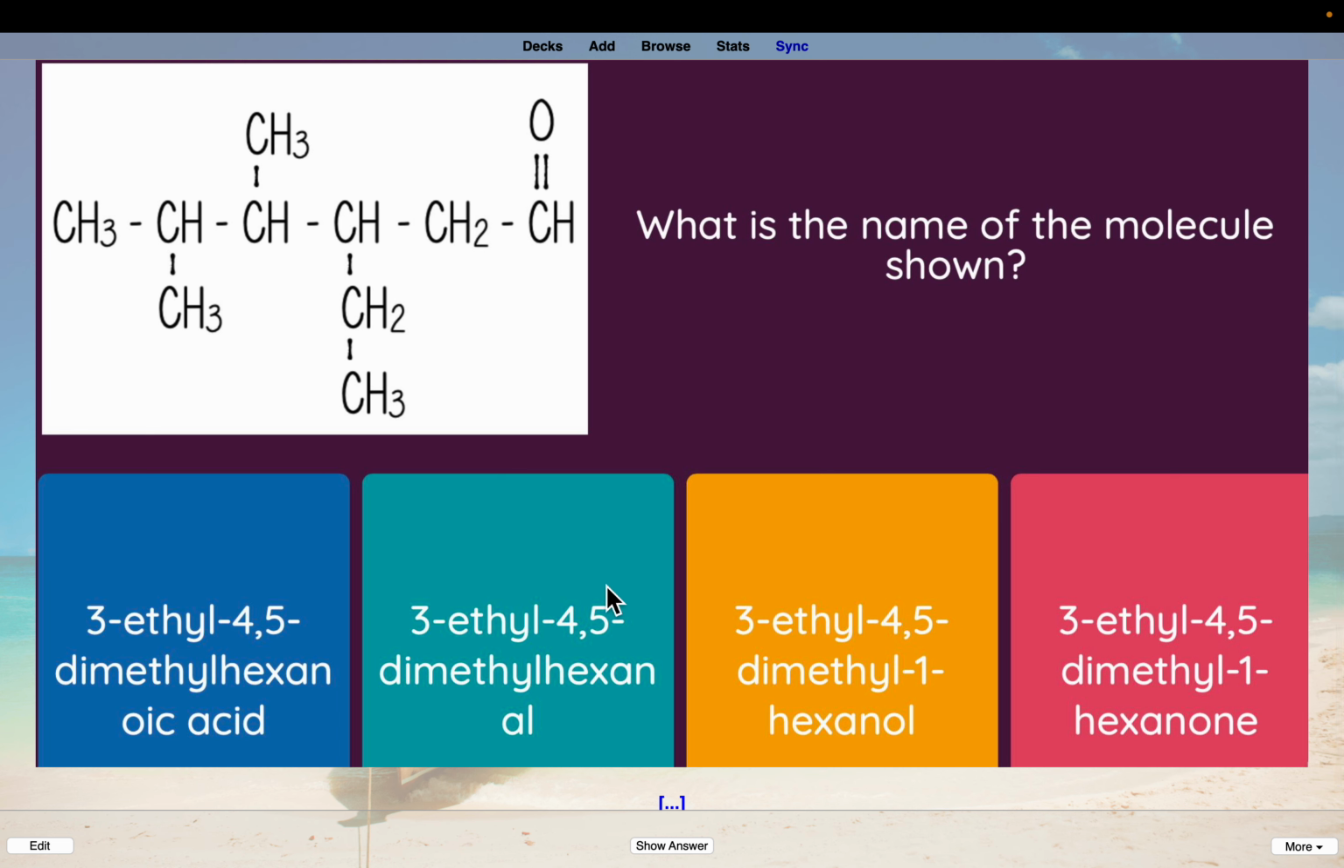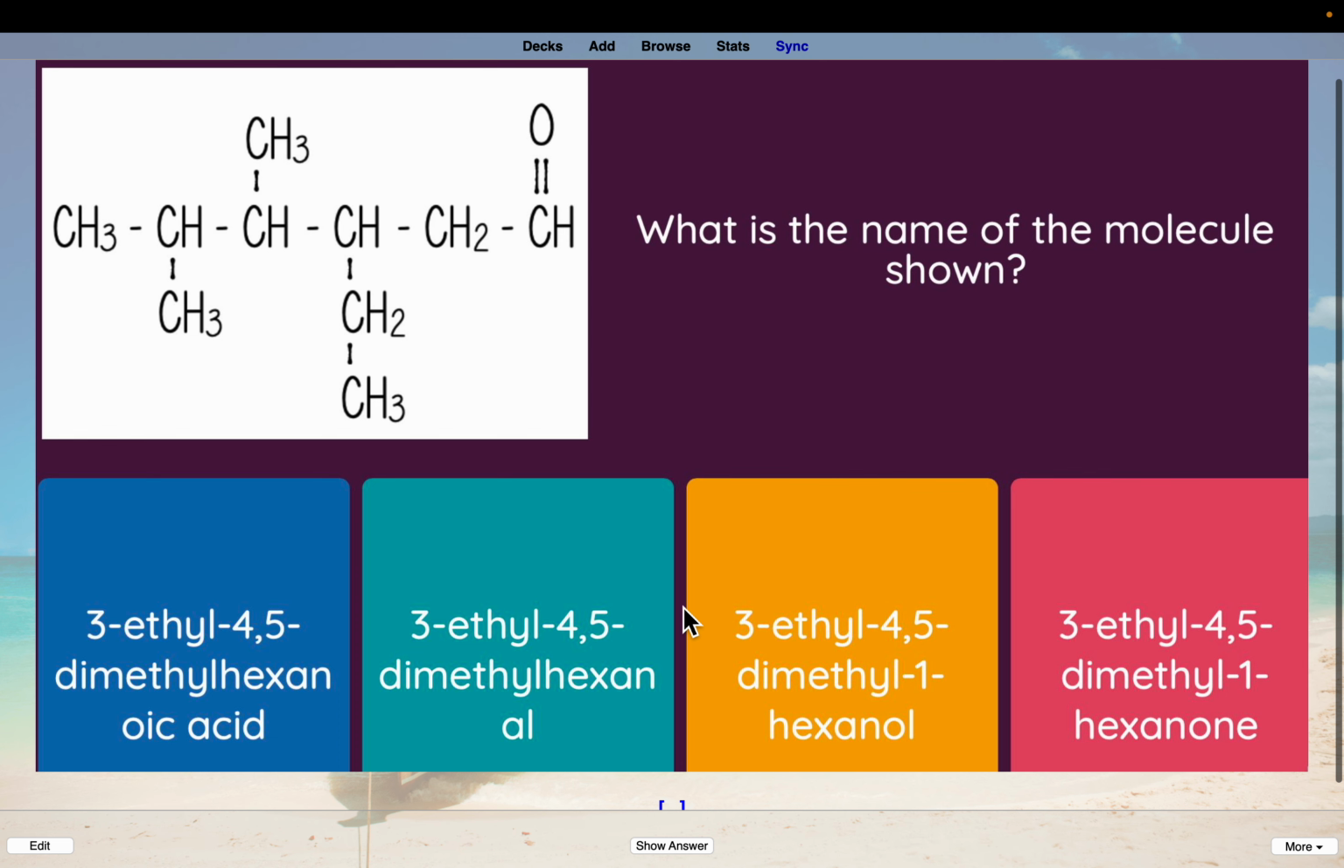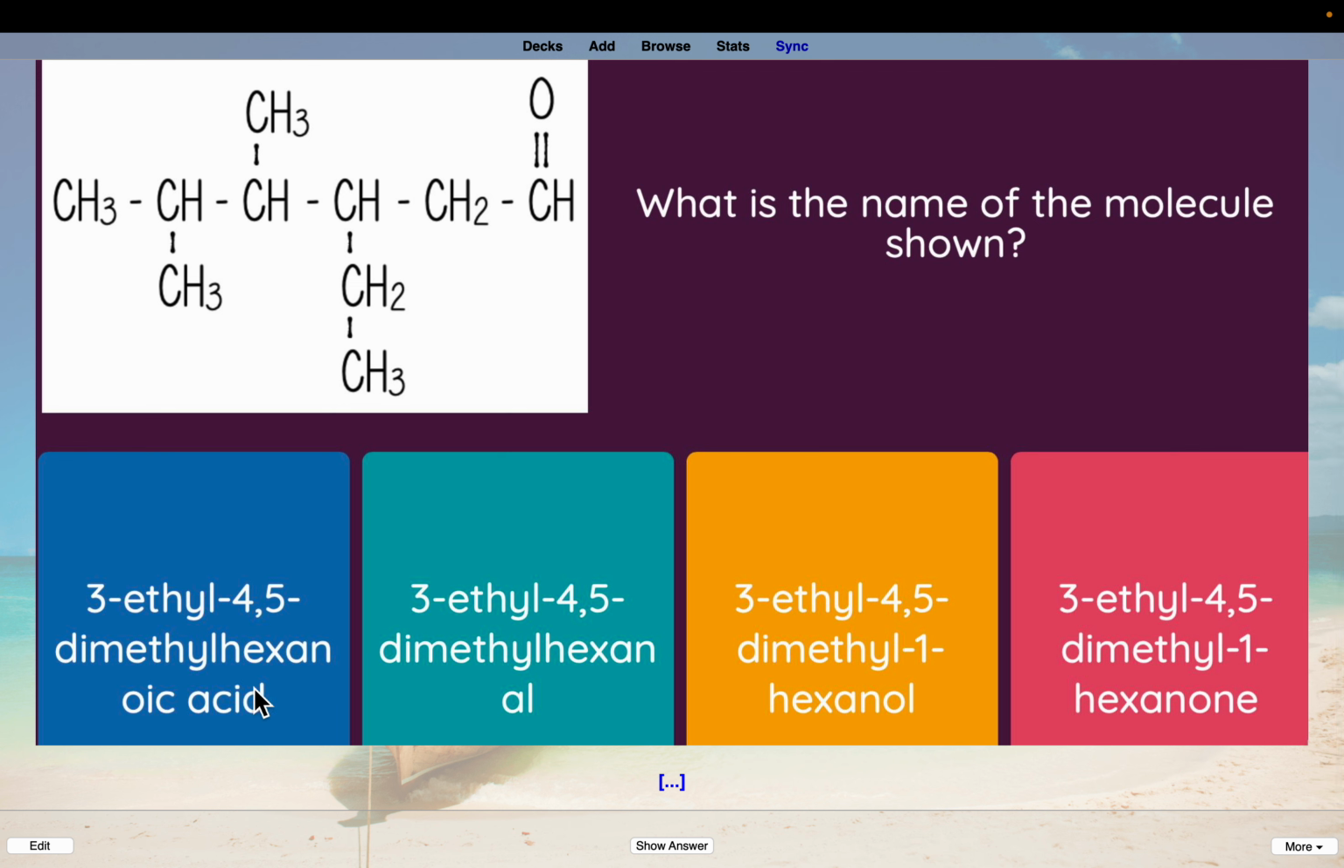Dimethyl hexanal, hexanol, hexanone. Every choice has hex. Every choice also has 3-ethyl. So in the third carbon, as you can see, we have 2 carbon atoms. Meth, eth: 2 carbons corresponds to ethyl. 4,5-dimethyl. 3, 4, 5. So it seems the last part is the one that's different. Everything else is the same.